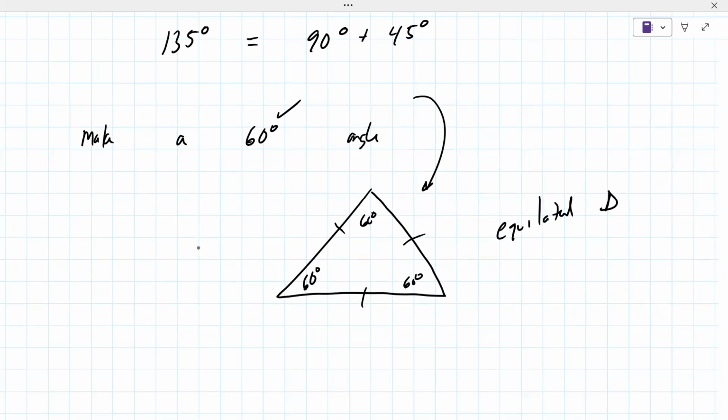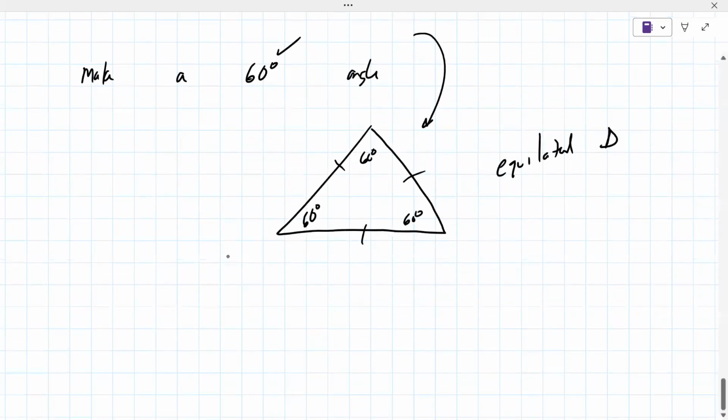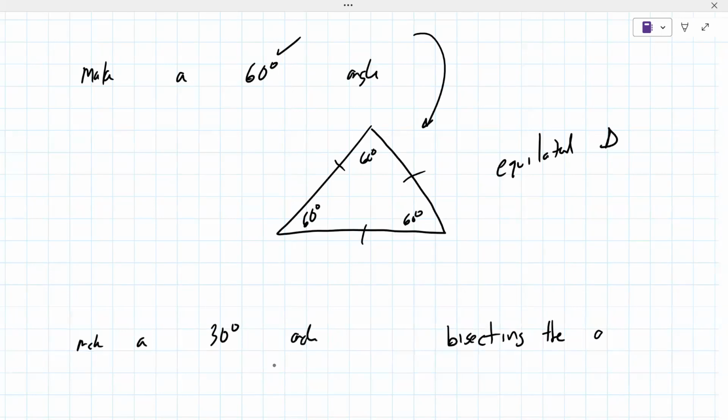I have no idea. But then they could ask you to make a 30-degree angle. Let's say you knew how to make an equilateral triangle to make a 60-degree angle. How would you make a 30-degree angle? Answer is bisecting the angle.